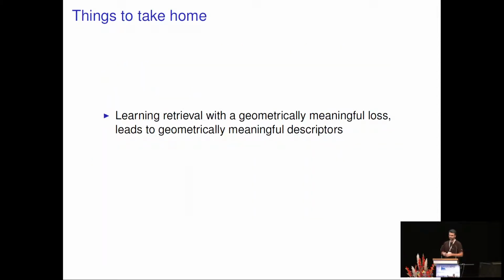So, to summarize, first thing to take home is that learning something with geometrically meaningful losses leads, of course, to a more geometrically meaningful descriptor in the end. And the second thing to take home is that our RelocDB will be available soon. And if you want, you can sign up to be notified on release, which should be really soon. We're just trying to do the final things before we release it.